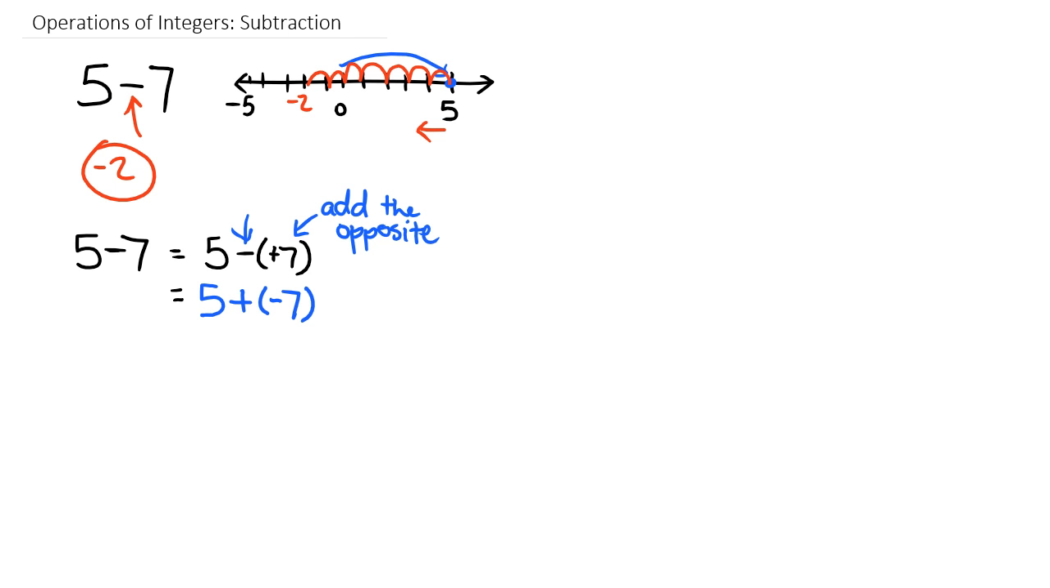we find the difference of their absolute values. So the absolute value of 5 is 5, and the absolute value of -7 is 7. So we say 7 minus 5 is 2. And then we take the sign of the one with the greater absolute value. So we could do it that way no matter how big the numbers are.